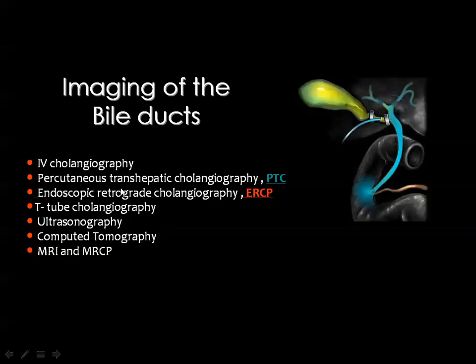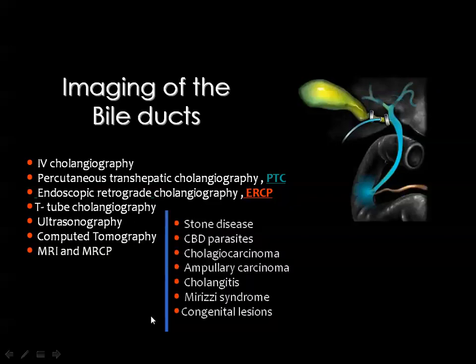And also percutaneous transhepatic cholangiography is now not used as a diagnostic technique, but used as a preparatory step for interventional biliary drainage. Endoscopic retrograde cholangiography, or ERCP, and T-tube cholangiography have also receded recently in clinical practice. Then ultrasound, and CT, MRI, and MRCP.